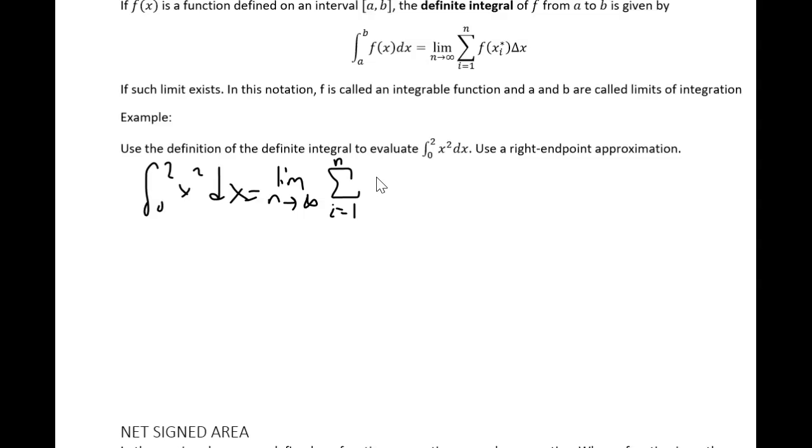And this is where it gets a little ugly. So we've got this f of xi asterisk delta x. And so we need to define what each of these variables are going to mean. And I'm going to start with delta x.